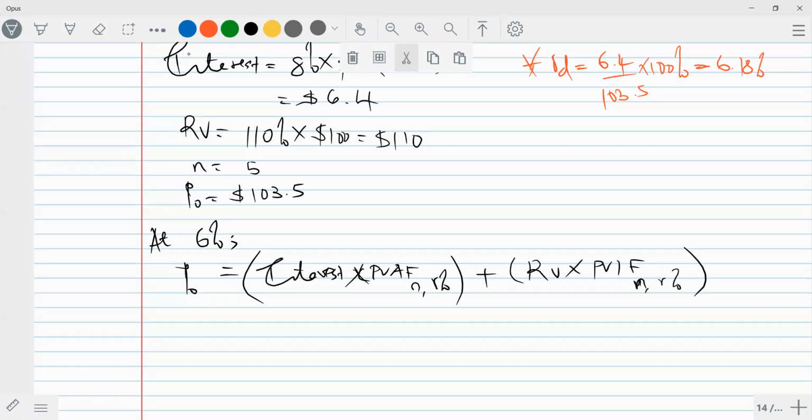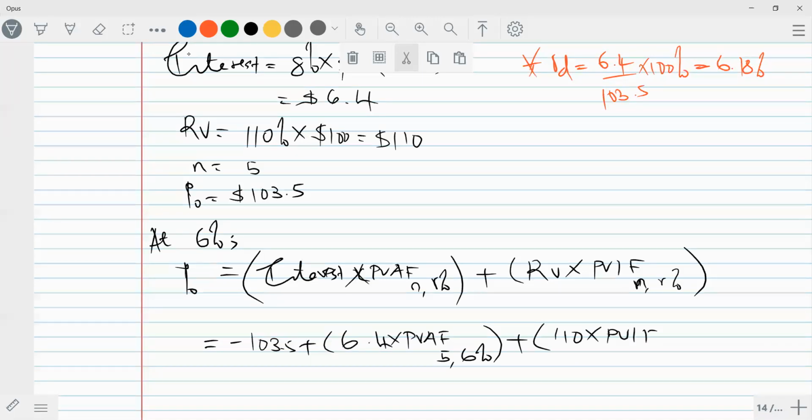So let me begin with 6%. 6% equals negative market value 103.5, plus the interest 6.4 times the present value annuity factor, 5 years, 6%, plus the redemption value of 110 times the present value interest factor, 5 years, 6%. What would be the sum of those cash flows net of the market value if we discount them at 6%?